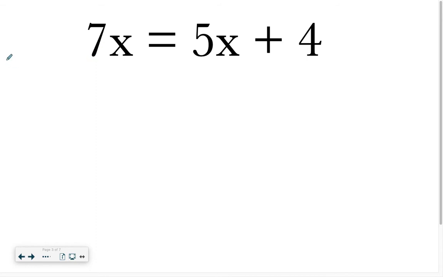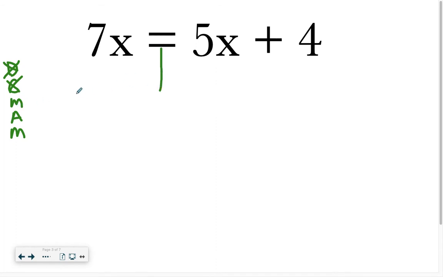So if we use our acronym that we talked about in the last couple of videos, don't call me after midnight. The first letter is D for distribute. There are no parentheses, there's nothing to distribute here. C is combine like terms. There are no like terms on the same side of the equal sign. Then move the variable so it's on one side.